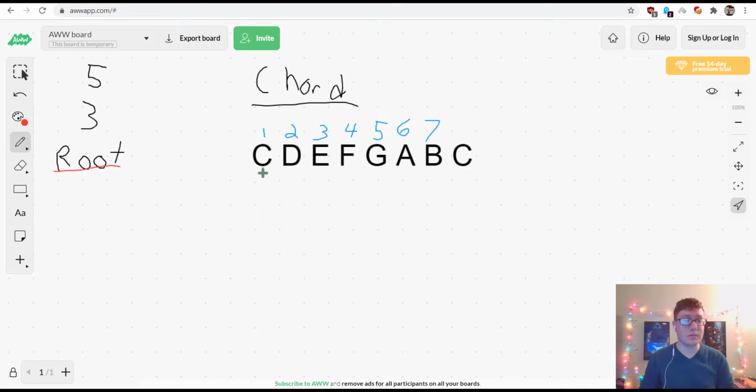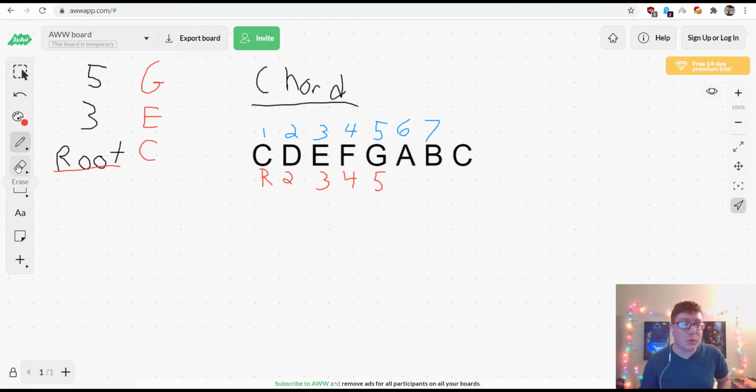Let's say if we start on C, that's our root. Our third, we jump up a third. That means we count C as number 1, D is number 2, E is number 3. So far we have C, E, and now we keep on going with our numbers 4 and 5, and we found our fifth note, which is G. I don't know why I put a 6 there, I'm sorry. Alright, so that's how root, third, fifth works.